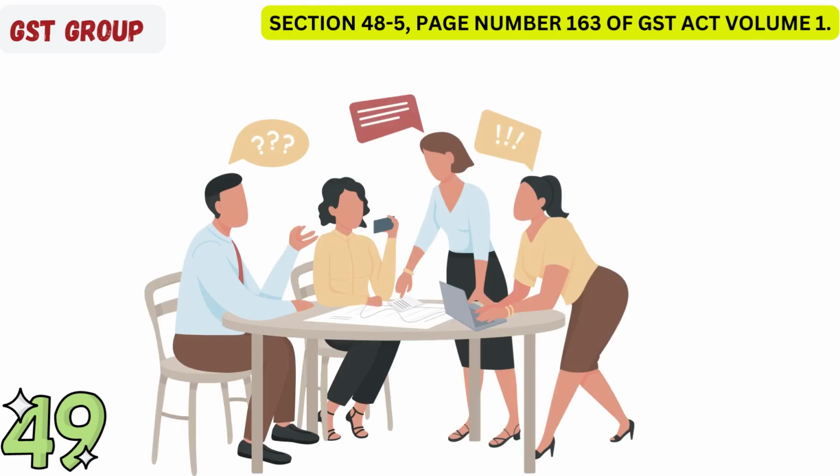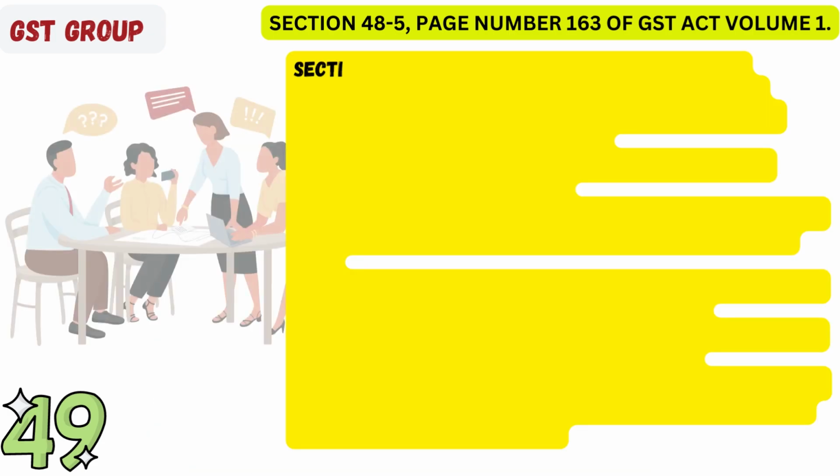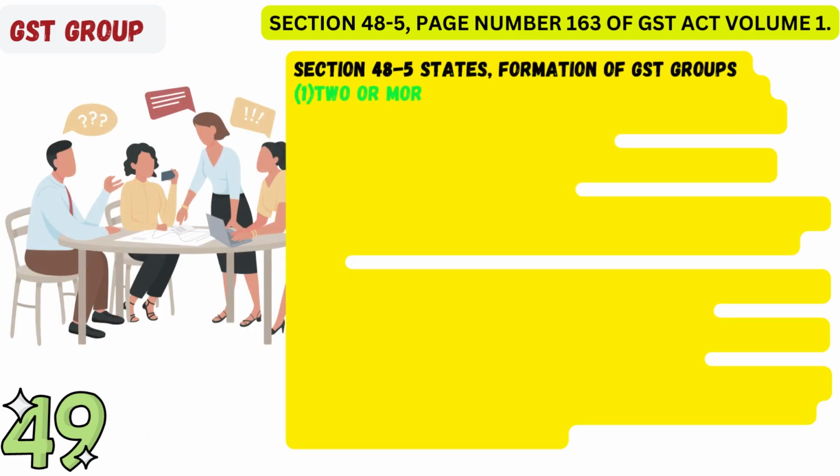Word number 46. GST group has the meaning given by section 48-5. You can find this on page number 163 of GST Act Volume 1. Section 48-5 states, formation of GST groups.